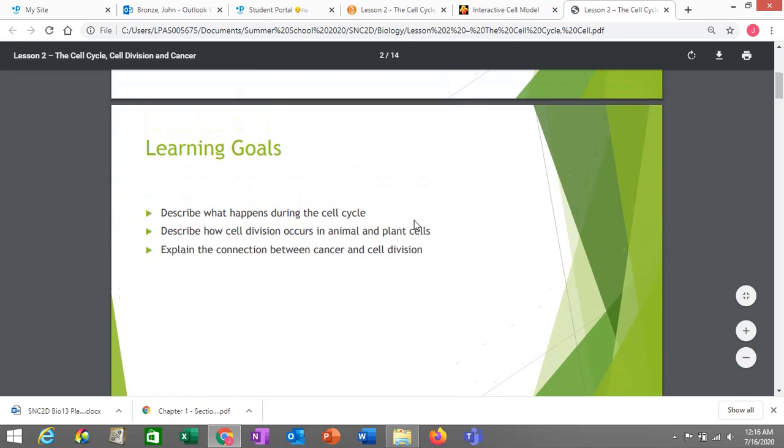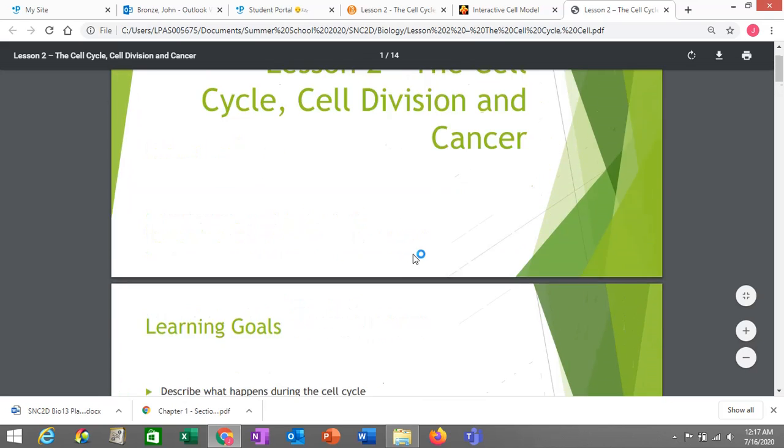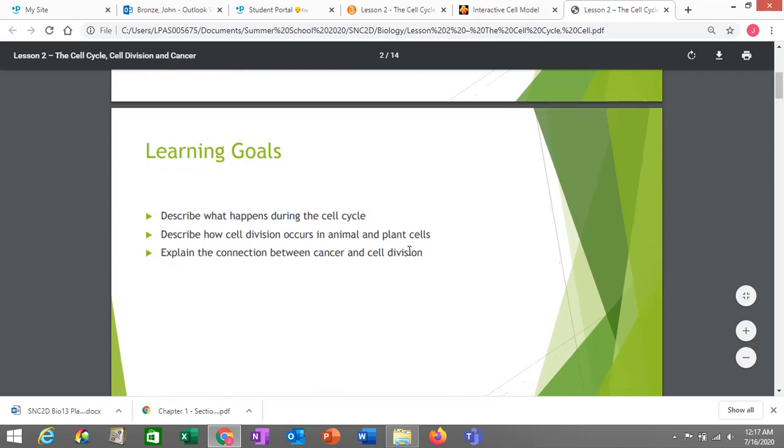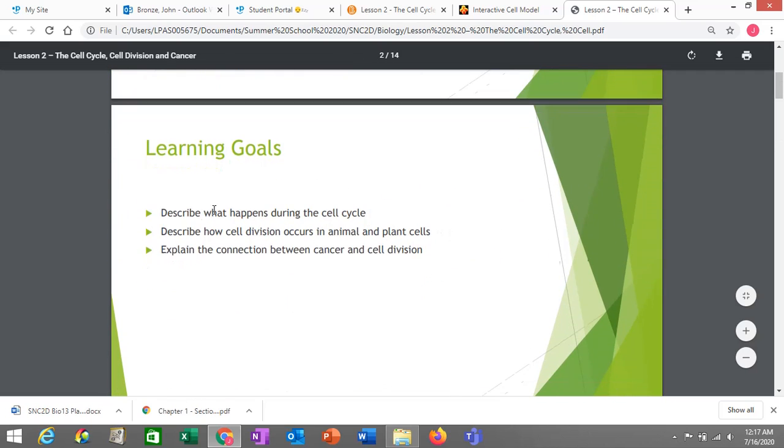All right, learning goals. What you're going to have to do in this lesson is describe what happens during the cell cycle, describe how cell division occurs in animal and plant cells, and explain the connection between cancer and cell division. So we're going to talk a lot about how cell division happens and connect that to this idea of cancer.